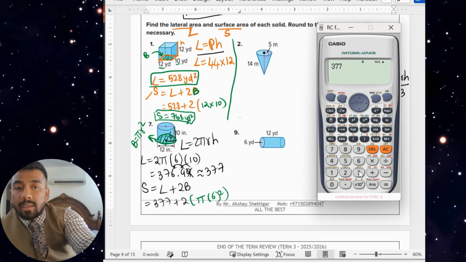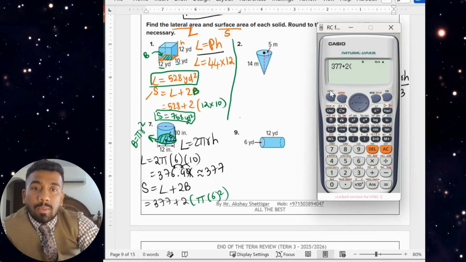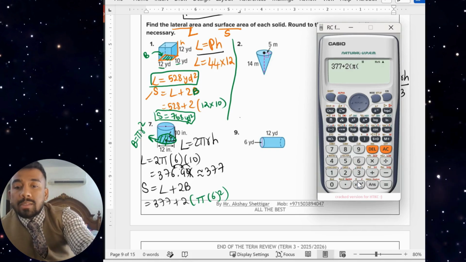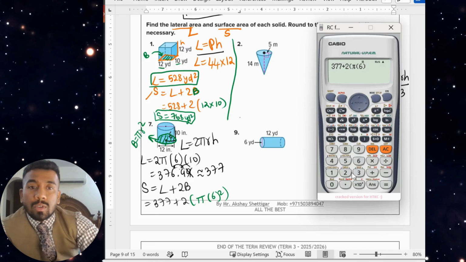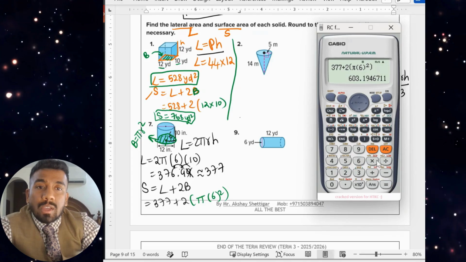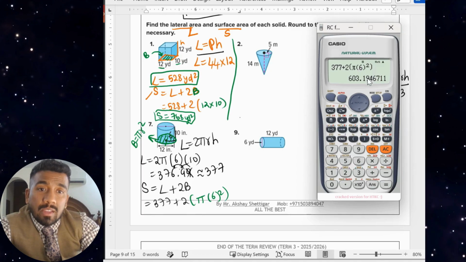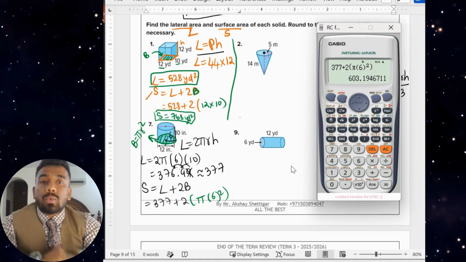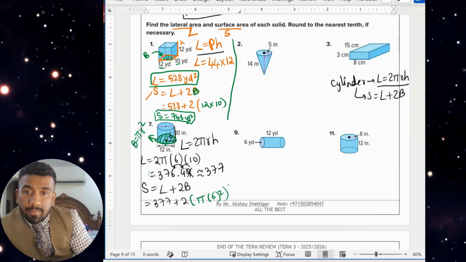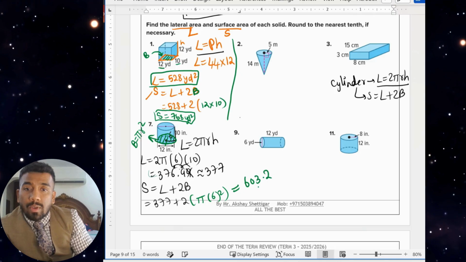377 plus 2 times pi times 6 squared. So what's the answer? 603.19. We want the nearest tenth, so this 9 will round off and the 1 will become 2. So 603.2. So what's the surface area? 603.2. Okay, that's the answer.